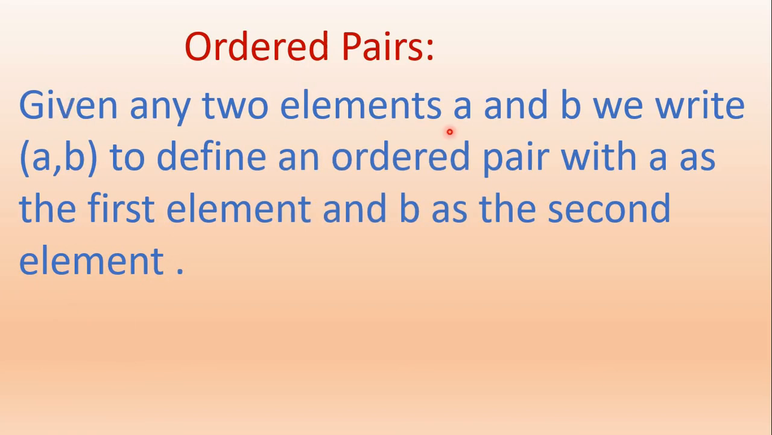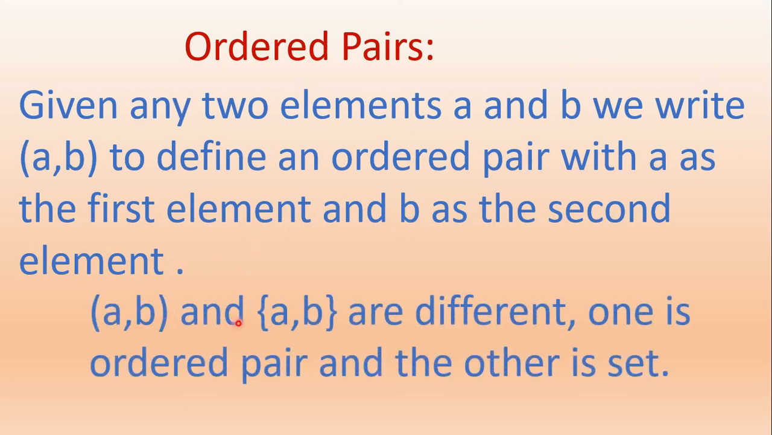Given any two elements a and b, we write (a, b) to define an ordered pair with a as the first element and b as the second element. The brackets are important: the first bracket means an ordered pair, and the second bracket, the curly one, means a set. So (a, b) and {a, b} are different. One is an ordered pair and the other is a set.